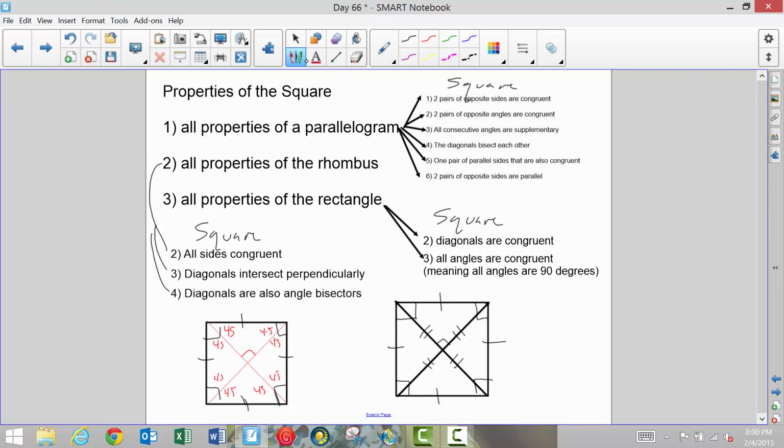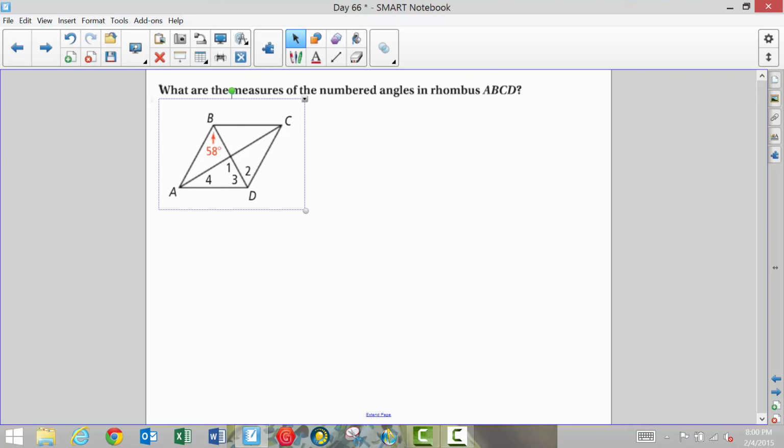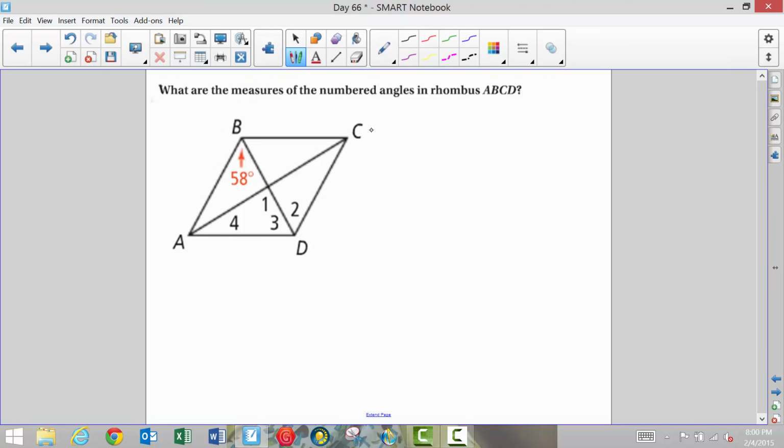So let's apply these properties to algebraic examples. So, first example. First thing you want to do is identify what shape you have. Well, I have a rhombus. So if I have a rhombus, I know that the intersection is going to be 90 degrees. I also know that all sides are equal in a rhombus. And I also know the diagonals are angle bisectors. So this is memorization of the properties.